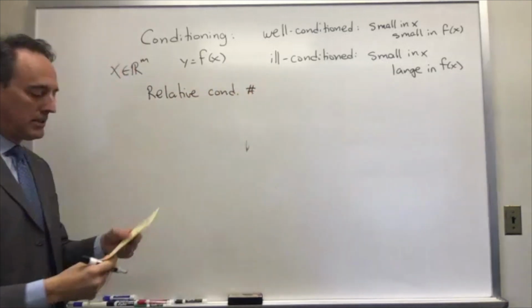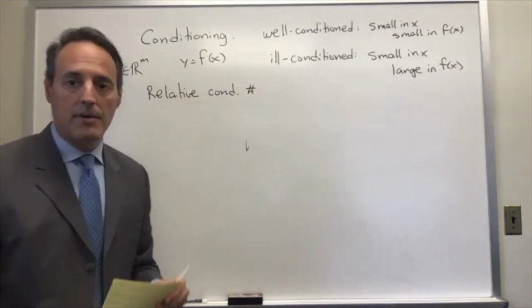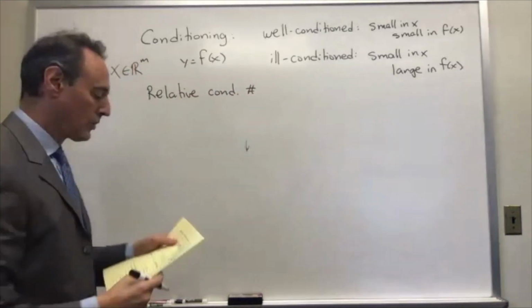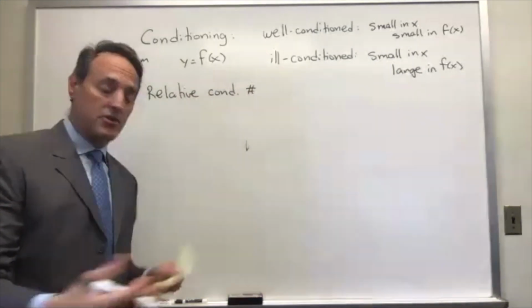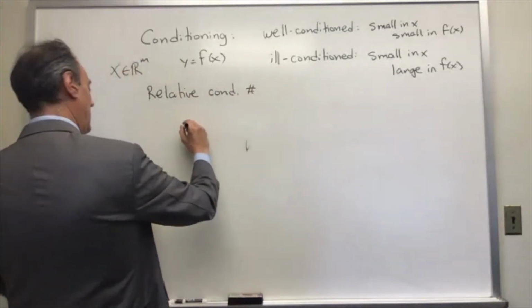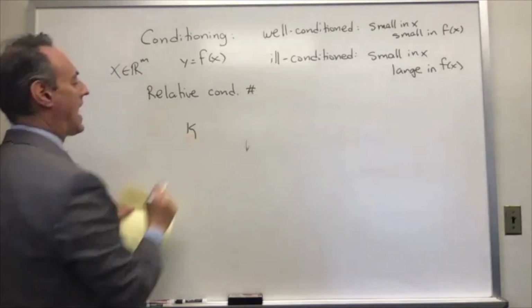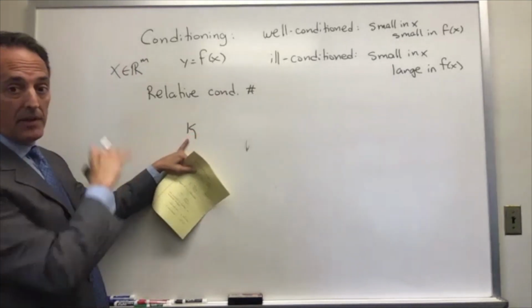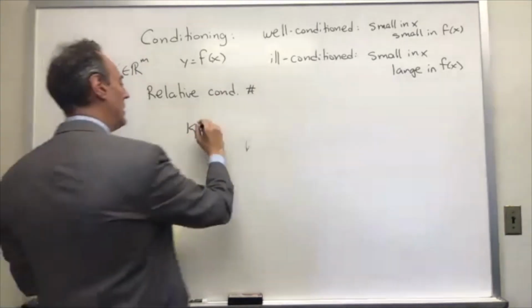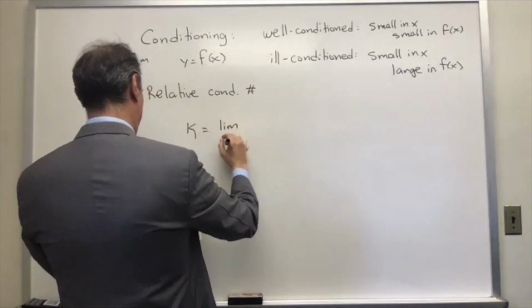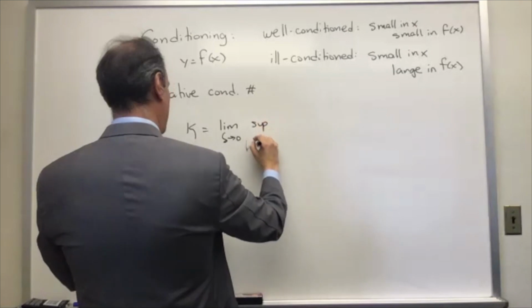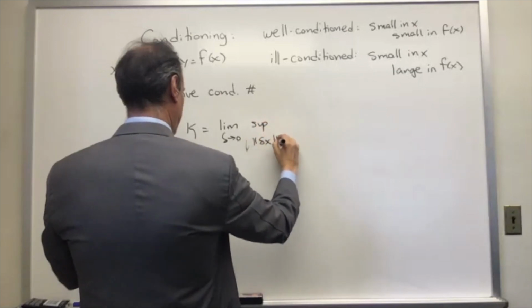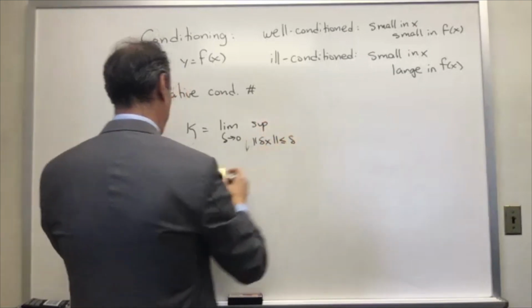Okay, so the relative condition number. How do we define this? Well, it's going to look a lot like absolute, except it's going to have a normalization factor. So essentially, here it is. It's kappa again, but now without the hat, the caret on top. It's going to be the limit, delta goes to 0, of the supremum for all delta x in a ball less than delta.